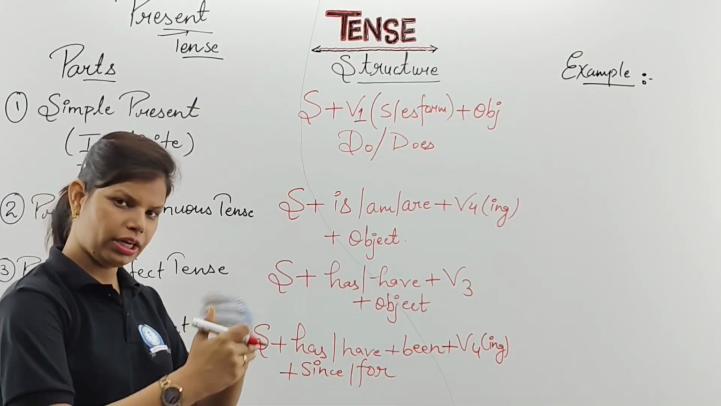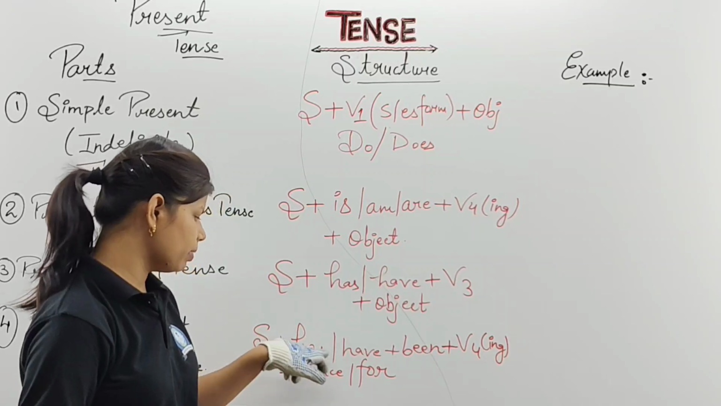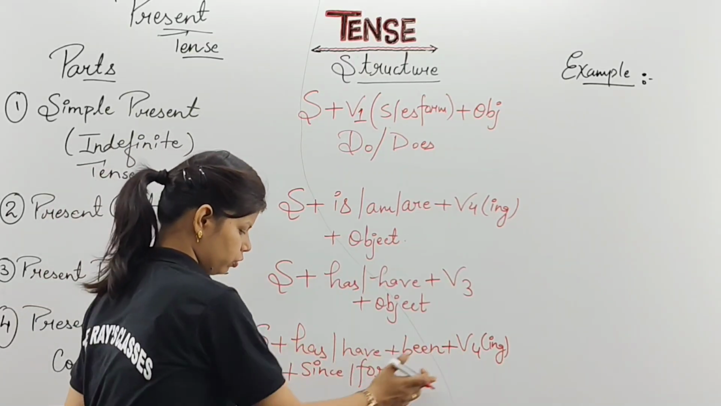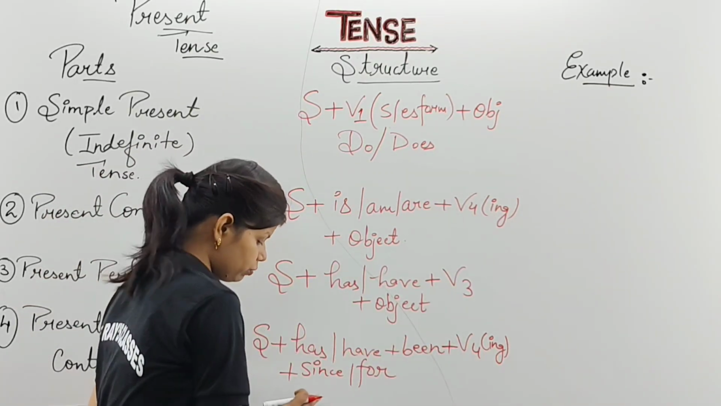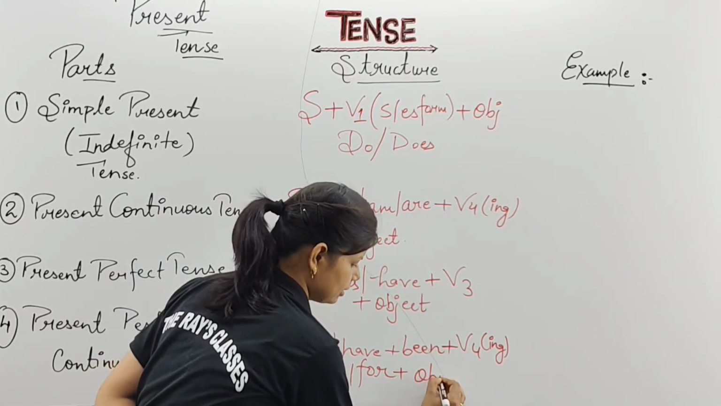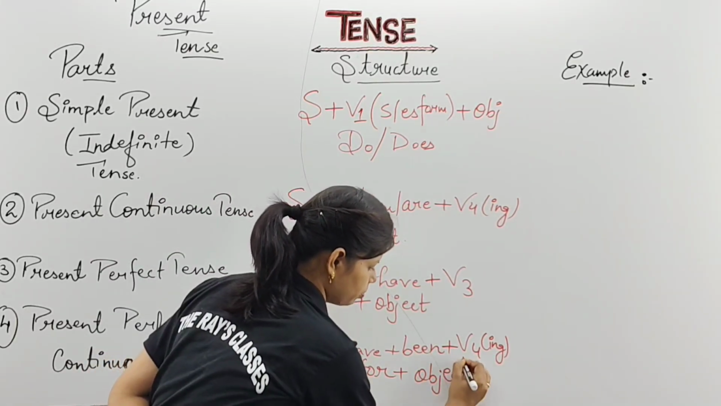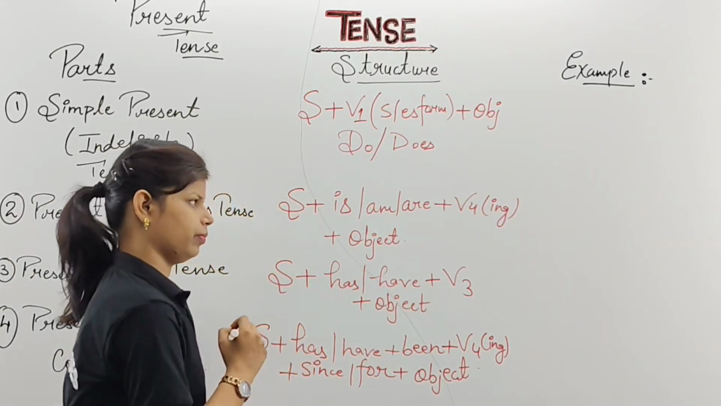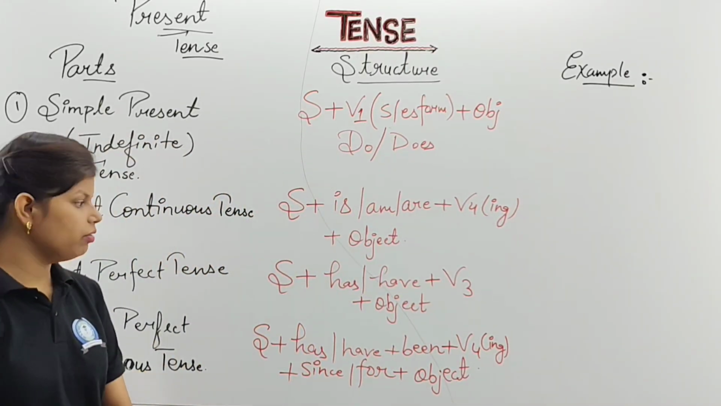For we are using to continue that verb. Subject plus has, have plus been plus the verb's fourth form. And after that we are using since or for. And then at last, what is that? At last is your object. Clear?